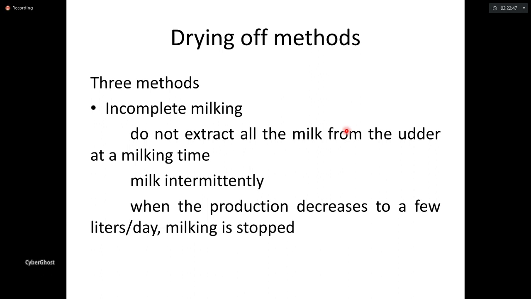Then the production slowly starts to decrease in milk amount. Because the body recognizes that okay, they are going to dry me off now. So what I need to do is decrease the milk production inside my body, because I need to get ready for drying off and start conserving body energy. I do not need to produce milk anymore for a short period of time. So the body understands that, stops producing milk, and then we stop the milking process.